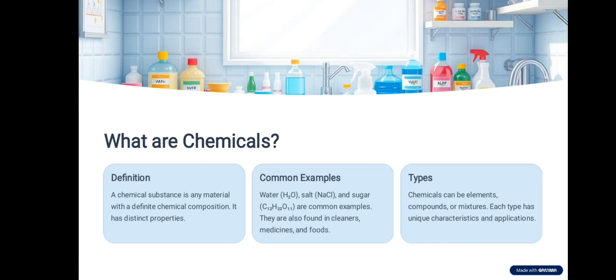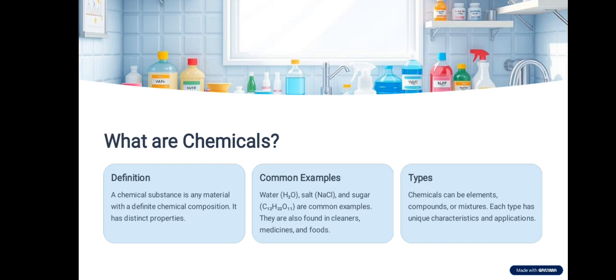And we are also familiar with sugar, which is in the daily tea that we take. Now this is a chemical combination of 12 atoms of carbon, 22 atoms of hydrogen, and 11 atoms of oxygen. These are common examples of chemicals. They are also found in cleaners, in medicines, and also in the various foods we take on a daily basis.